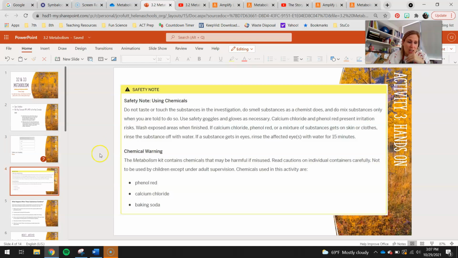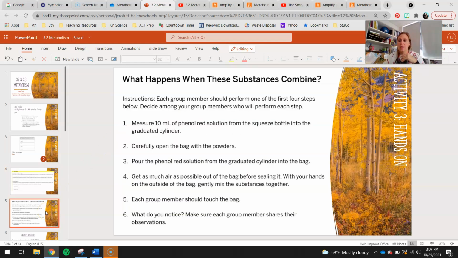Okay, and finally, here are your instructions for this. You already have the 10 milliliters of phenol red measured out for you. So what you will do is open the bag with your 2 powders. You will slowly dump in your phenol red, and then try to squeeze as much of the air out as you can without making a mess, and then seal up your Ziploc baggie. And then you will observe what happens. Make sure you and your partner both get a chance to see it and touch it. You can touch it from outside the bag and see what's happening. And then you will make observations.